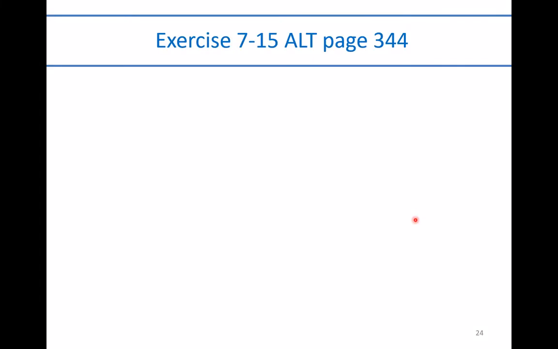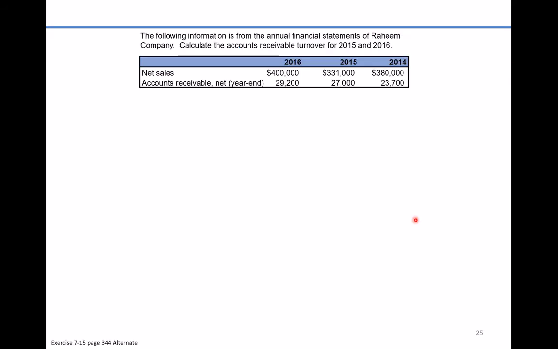Today we're looking at an alternate version of exercise 7-15 from page 344 of the textbook on reporting and analyzing receivables. This problem is looking at the accounts receivable turnover. The problem reads, the following information is from the annual financial statements of Rahim Company. Calculate the accounts receivable turnover for 2015 and 2016.